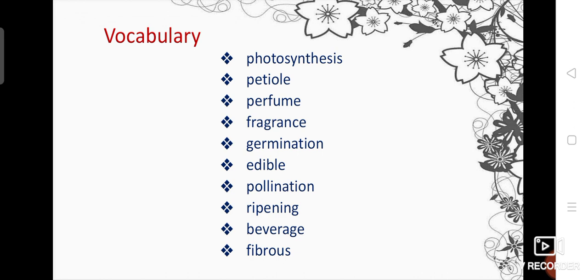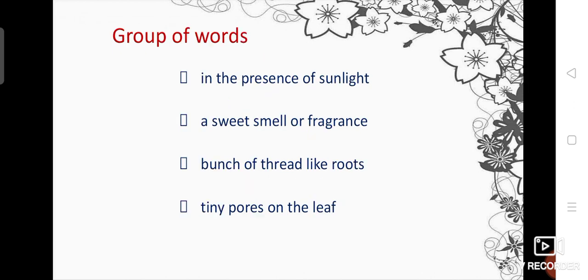So I repeat the words again: photosynthesis, petiole, perfume, fragrance, germination, edible, pollination, ripening, beverage, fibrous. Okay, so you practice yourself once again.